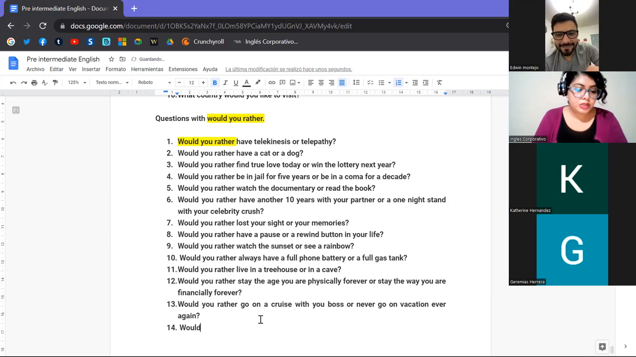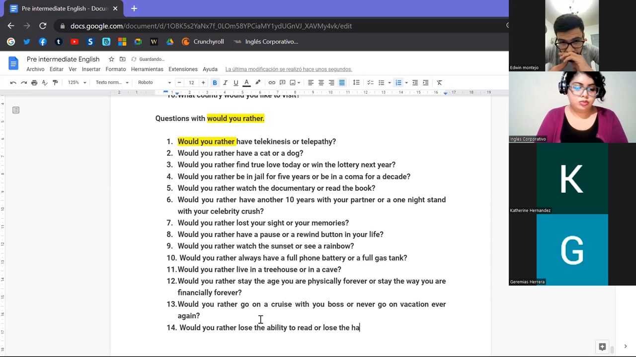Next one. Would you rather lose the ability to read or lose the ability to speak? I have it very clear in this one. For me, it's okay losing the ability to speak because I really like to read, so I prefer keep reading than keep speaking. For me, it's very, very clear.